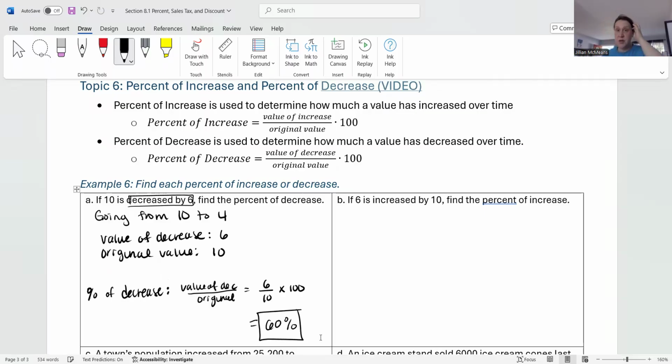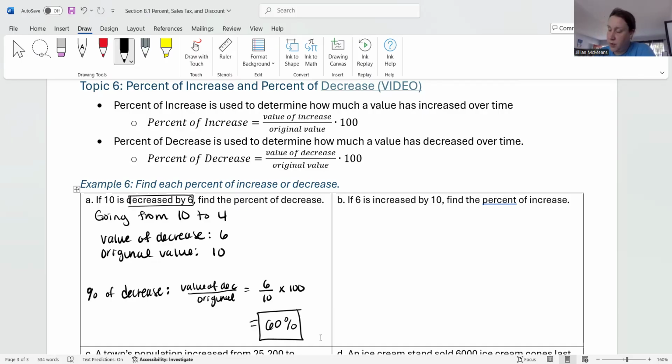All right. So if you take 10, decrease it by 6 to get 4, the value of the decrease is 6, the original value is 10, we divide, then we multiply by 100, and we get that this is a 60% decrease, okay? Now, if 6 is increased by 10, so we're taking 6, we're going to add 10 to it, so we're going from 6 to 16, okay? Find the percent of increase.